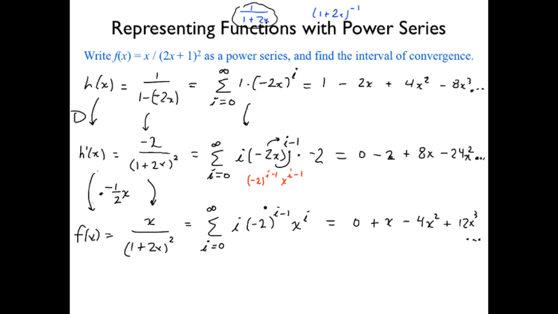And this is what we need, right? We want the power series. So plugging in i equals 0, 1, 2, 3, do you get these terms? Let's try it. When you plug in 0, do you get 0? When you plug in 1, you get 1 times negative 2 to the 0 times x. Checks out, right? Plug in i equals 2. 2 times negative 2 to the 1 times x squared. Does it check out? Yeah. Okay, so it's checking out.